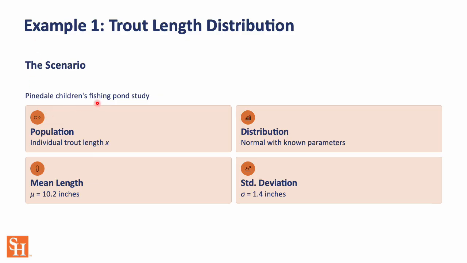Let's look into an example here. For a particular pond, say we have trout fish, and the individual length of the trout fish is denoted by x, and x follows a normal distribution with mean mu, which is 10.2 inches here, and standard deviation sigma, which is 1.4 inches. I think it is clear to all of you. We are interested in the length of trout fish in a pond, and the length follows a normal distribution with mean 10.2 inches and standard deviation 1.4 inches.